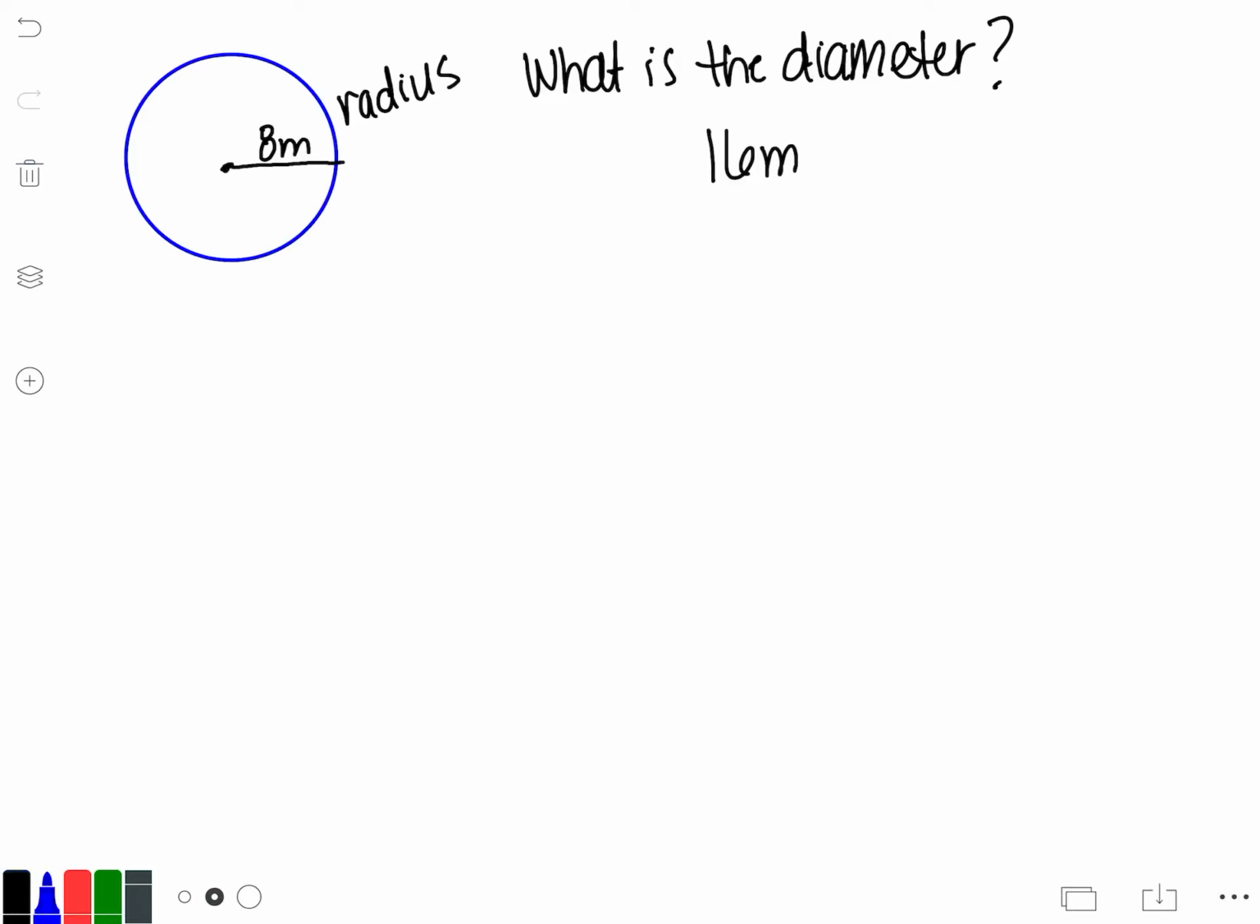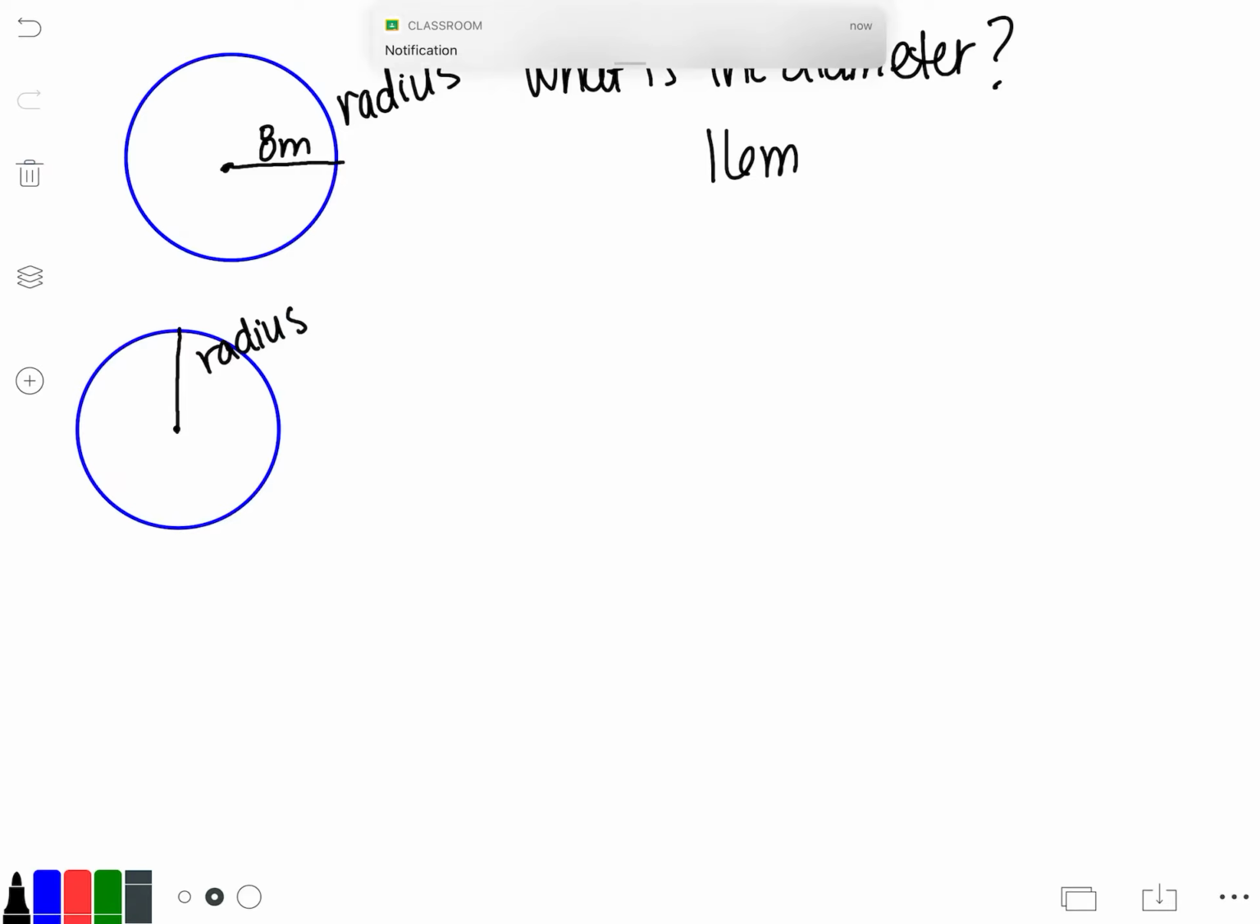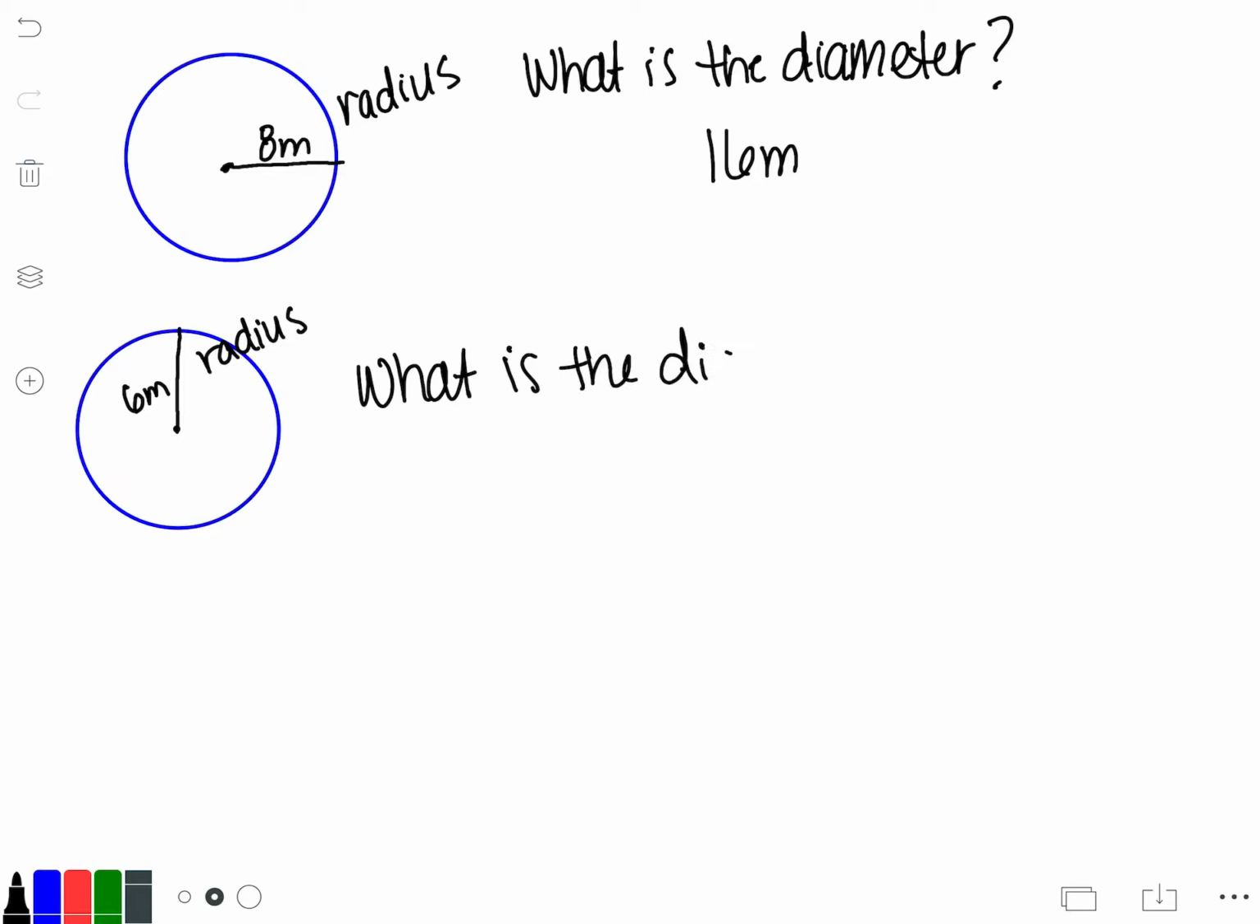Let's do one more example. This time I'll make the radius start there and go up. So again, this is the radius because it's halfway across. And let's say this time it is 6 meters. So if I was asking you for the diameter, again, you would double that because the diameter is all the way across a circle. So 6 times 2 is 12. So we've got 12 meters for our diameter.